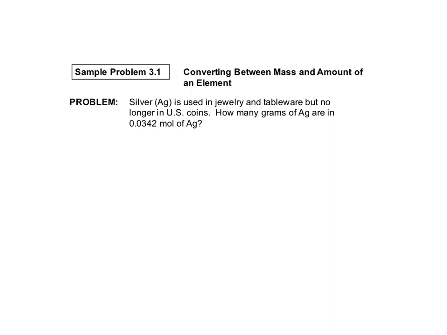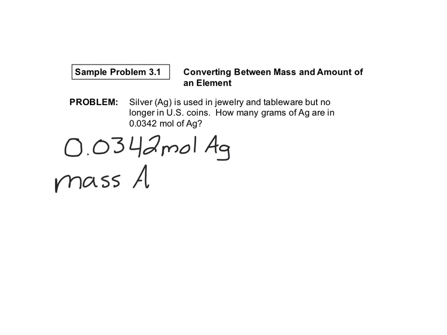And the first step in working one of these problems is simply to write down what the problem has told us here. So I know I've got 0.0342 moles of silver. And the next step is to write down what it is asking for. It wants to know the mass of silver. So that equals question mark in grams.